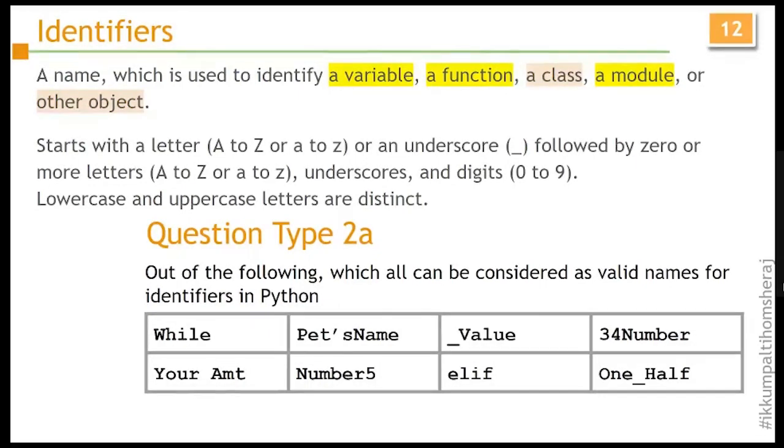Now, what is an identifier? It starts with a letter or an underscore followed by 0 or more letters, A to Z, underscores, or digits 0 to 9. Lowercase and uppercase letters are distinct. That is already known to everyone. And this kind of question can come from this portion, where we ask: out of the following, which can be considered valid names for identifiers in Python. All of us already give such questions, it is a very interesting kind of question, and most of the children give the right answer.